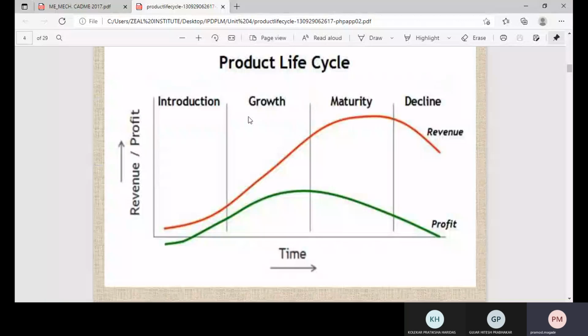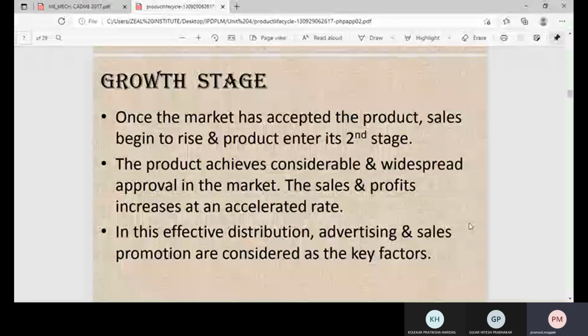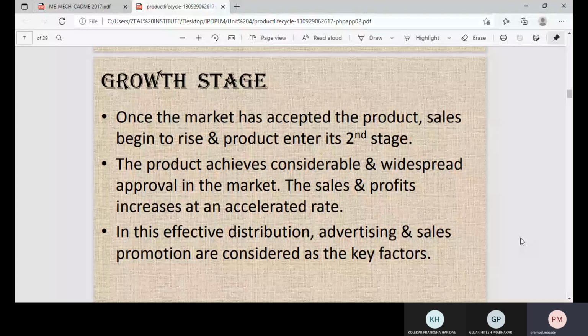Next will be the growth stage. This is second, growth. So in that growth stage, what is there? Once the market has accepted the product, means we have fulfilled the requirement of the market where there is a research gap, and that we have fulfilled. The sales begin to rise and the product enters the second stage. The product achieves considerable and widespread approval in the market.